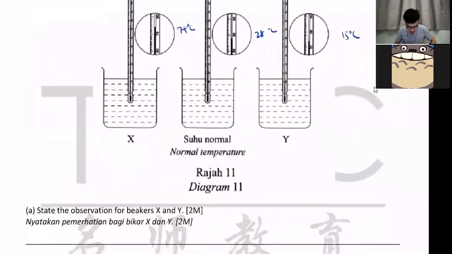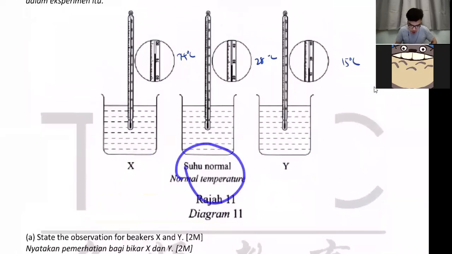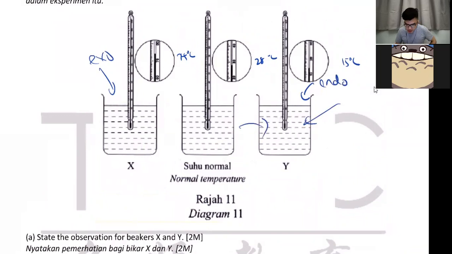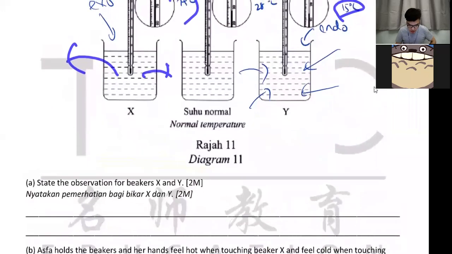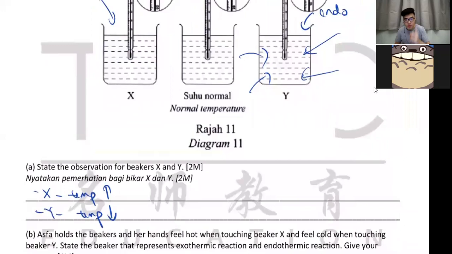Okay, so state the observation for beaker X and Y. Also, this is normal temperature. Okay, so this is the beginning temperature. As you can see, when this is becoming hotter, obviously this is an exothermic. This is endo. Of course, absorb heat from surrounding. Surrounding becomes cool. Okay, this one release heat to surrounding. Surrounding becomes hot. So state the observation for X and Y. Okay, for X, temperature increase. For Y, temperature decrease. Suhu meningkat, suhu menurun.